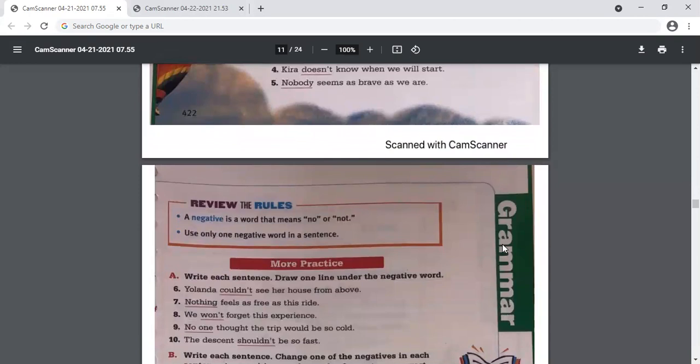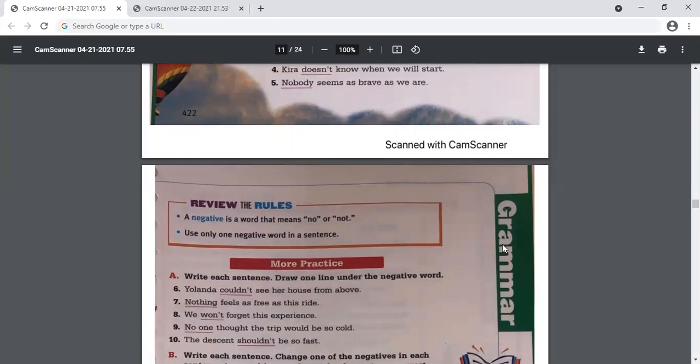Again, we're going to identify the negative word in number 6. Yolanda couldn't see her house from above. Couldn't here is the negative word. Number 7, nothing feels as free as this ride. Nothing is the negative word. Number 8, we won't forget this experience. Won't, the contraction for will not, is the negative word.